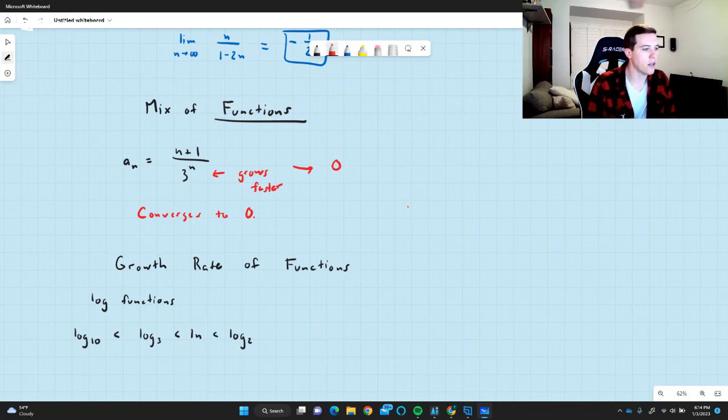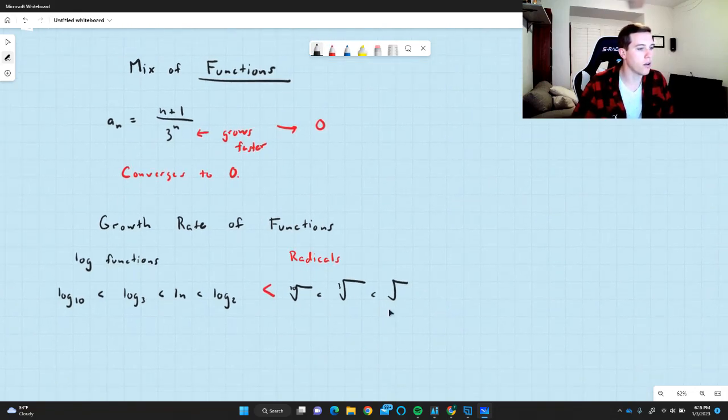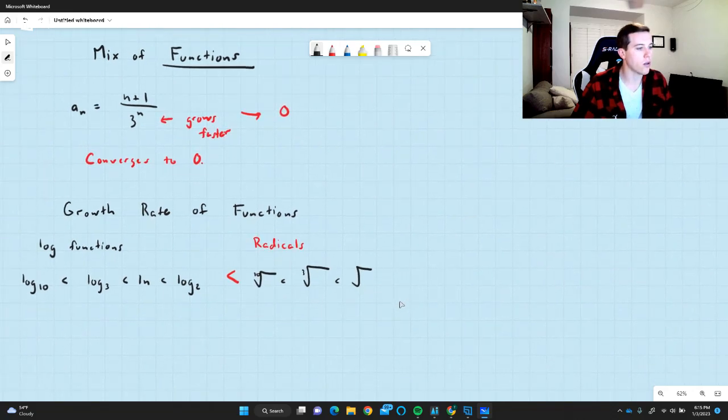Okay, after the logs come your radical or fractional powers. So I'll just say your radical functions. And this kind of follows the same idea. So a square root is probably the fastest growing of the radicals. The bigger the root, the slower growing it is. So if you have a 10th root, that's less than a cube root, which is less than a square root. Because the cube root of a number is way smaller than the square root of that number. So similar with logs, the bigger the type of radical, the slower growing it is.